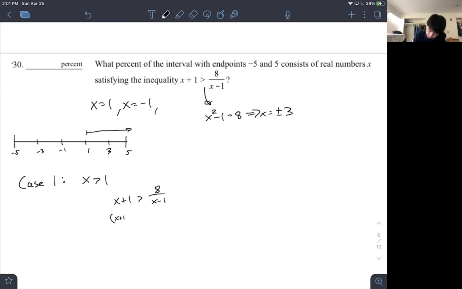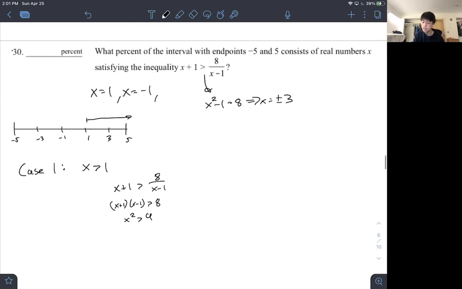So this becomes x plus 1 times x minus 1 is greater than 8. X squared is greater than 9. And since x is positive as well, this means that x is greater than 3. So the only parts of x greater than 1 that are legal is x greater than 3.